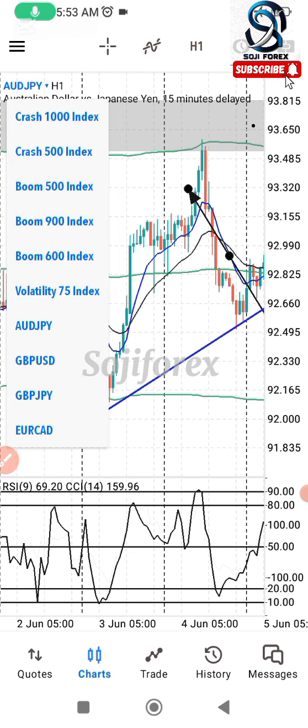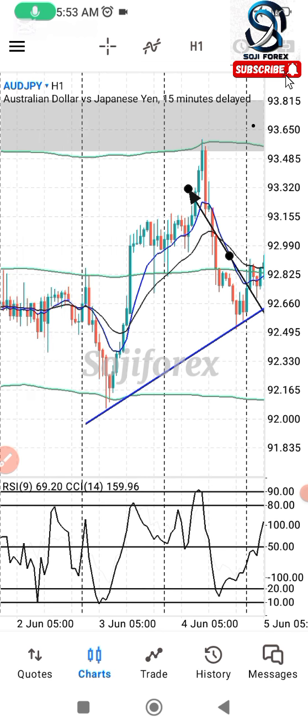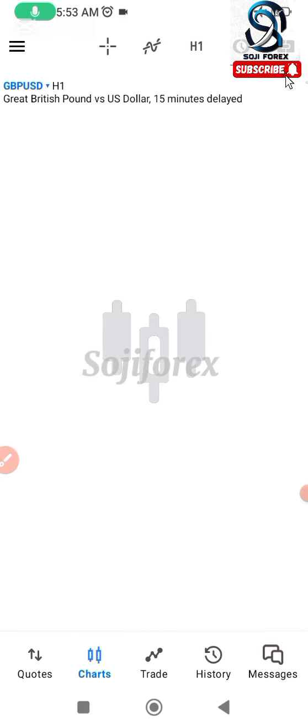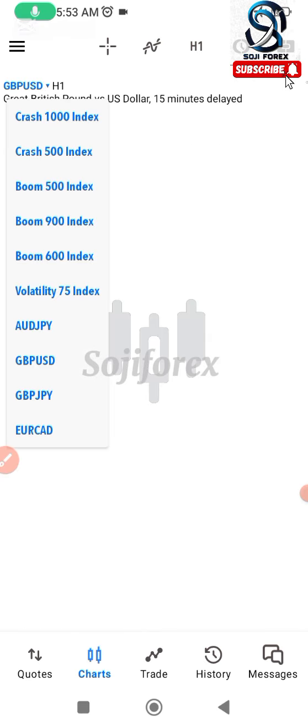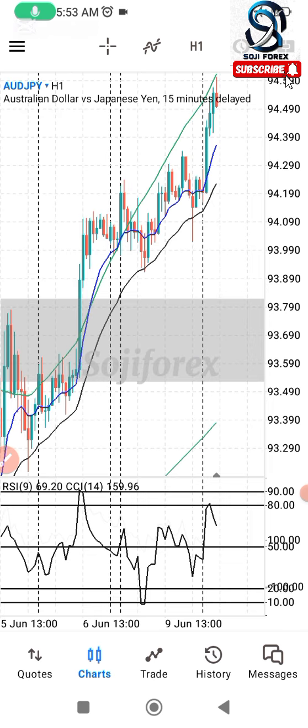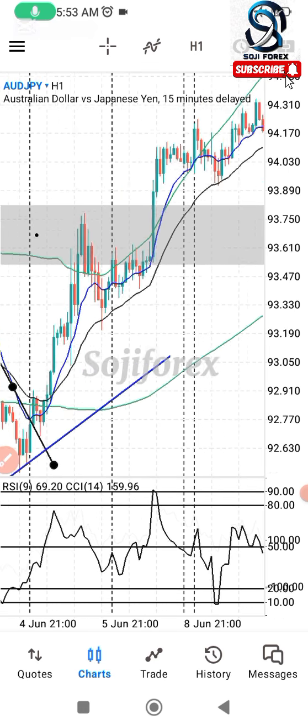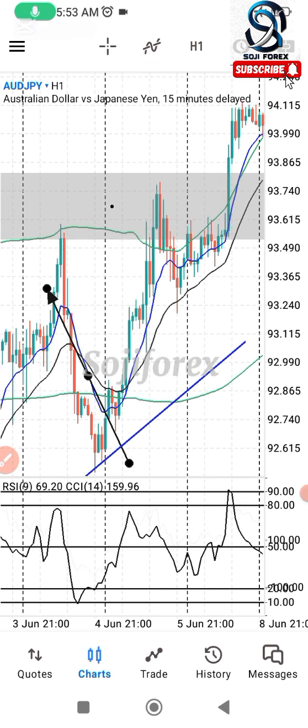So go back, test this on your own and see how well it works. This is very much simple. All you need to do is be patient for the pattern to present itself. And once the pattern presents itself, you'll be able to make the right decision by first determining your entry.